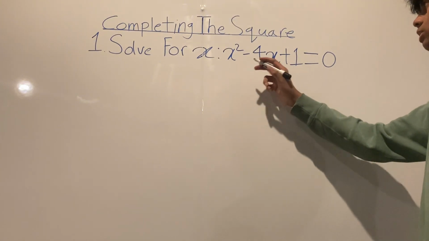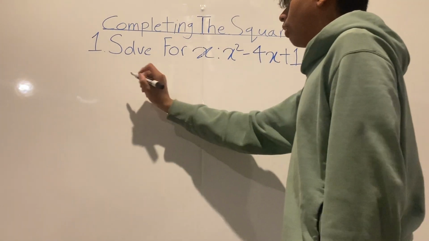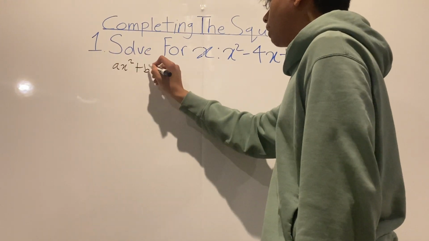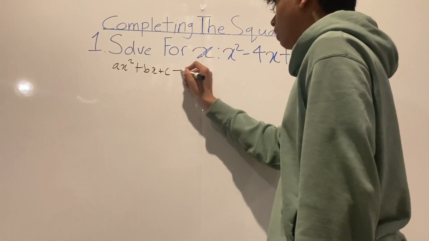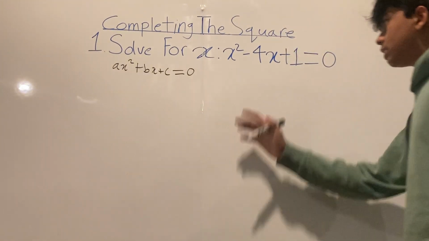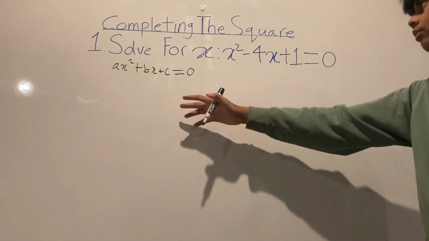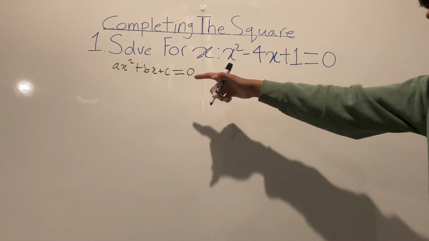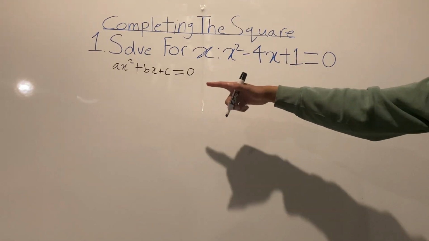Quadratic equations like these are written in standard form, which is in the form ax squared plus bx plus c equals 0. And we see that this equation here also follows that form, where 1 is equal to a, negative 4 is equal to b, and 1 equals c.